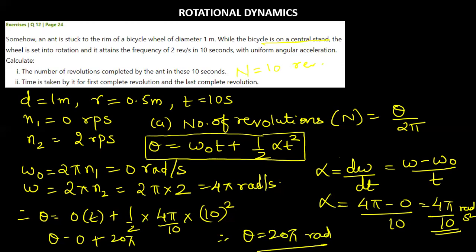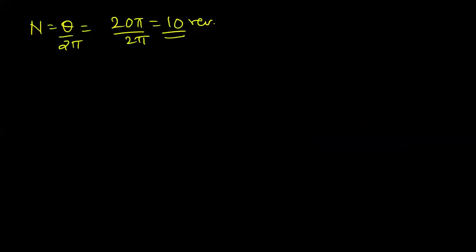The second thing asked is the time taken by it for the first complete revolution and the last complete revolution. Two things we are supposed to find, two times. One is for the first revolution, the other is for the last revolution. Now see, we have already noted that there are 10 revolutions. So my first revolution will be 1, obviously, and the last revolution will be the 10th revolution, right? For the second case, again we will use the same formula, theta equals omega naught t plus half alpha t square.